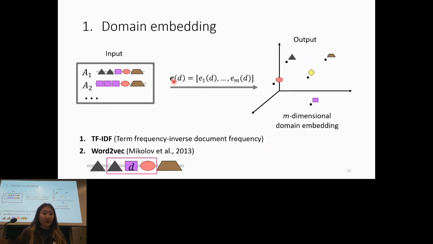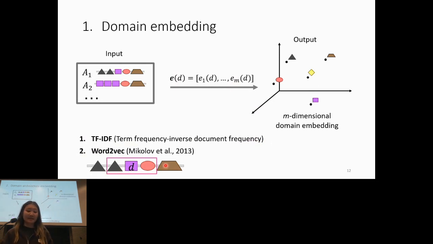We represent each domain D as an m-dimensional vector in an m-dimensional space. The dimensionality depends on the specific information retrieval or natural language processing method that we use to construct domain embeddings. And in this talk, I show you 2 examples. One is TF-IDF, term frequency-inverse document frequency, and this takes into account the abundance of domains in domain architectures, and also whether they are common or rare domains. And also another technique called word2vec, and this tries to predict a domain based on its context.